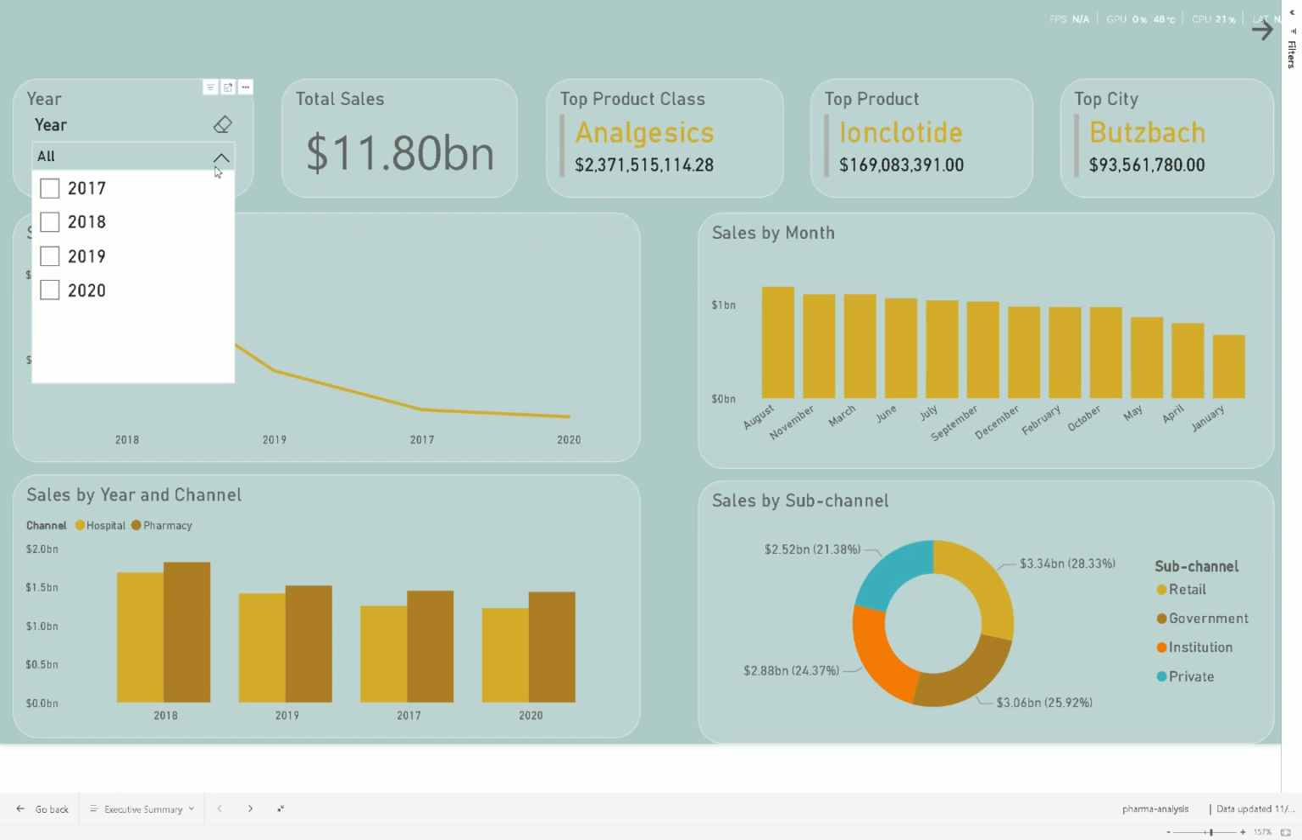Next is a KPI card, which tells us about the total sales, which is 11.80 billion, the top performing product class, which is analgesics, the top selling product, Inclotide, and the highest performing city, which is Busbak, with sales of 93.56 million. These KPIs were all created using card visuals with basic measures such as sum of total sales. A filter was applied to identify the highest contributors.